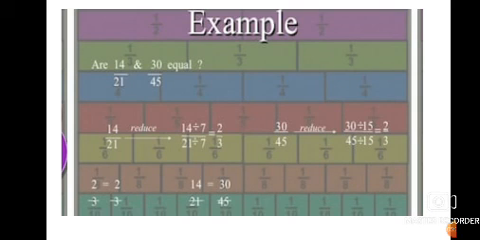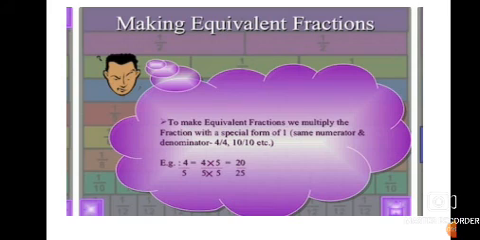Now, if we have to check if 14 over 21 and 30 over 45 are equal, we will reduce them. We will divide 14 and 21 by 7, as both of them are there in the table of 7. We get 2 over 3. Then we divide 30 and 45 by 15, and in the table of 15 both of them are there. We get 2 over 3, and therefore both of them are equivalent.